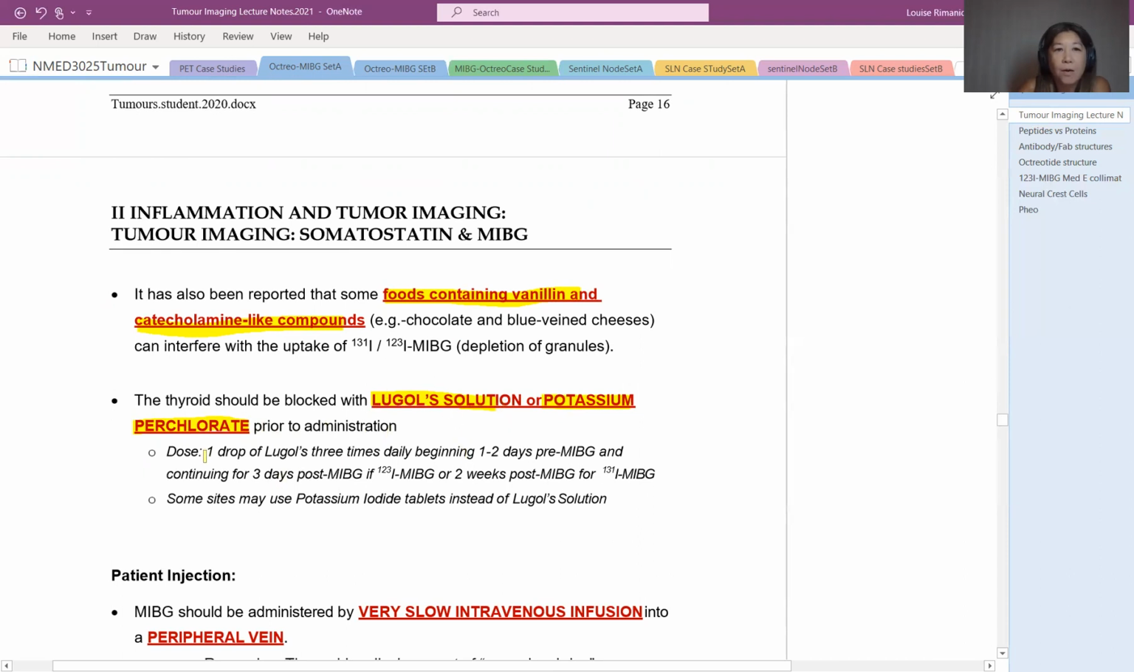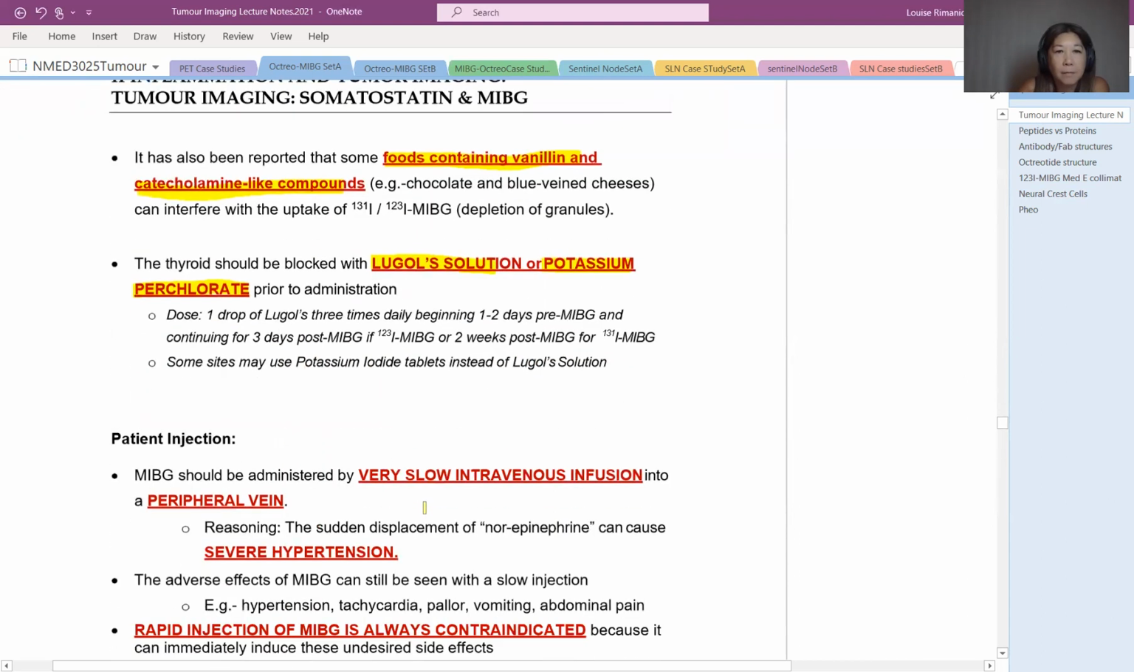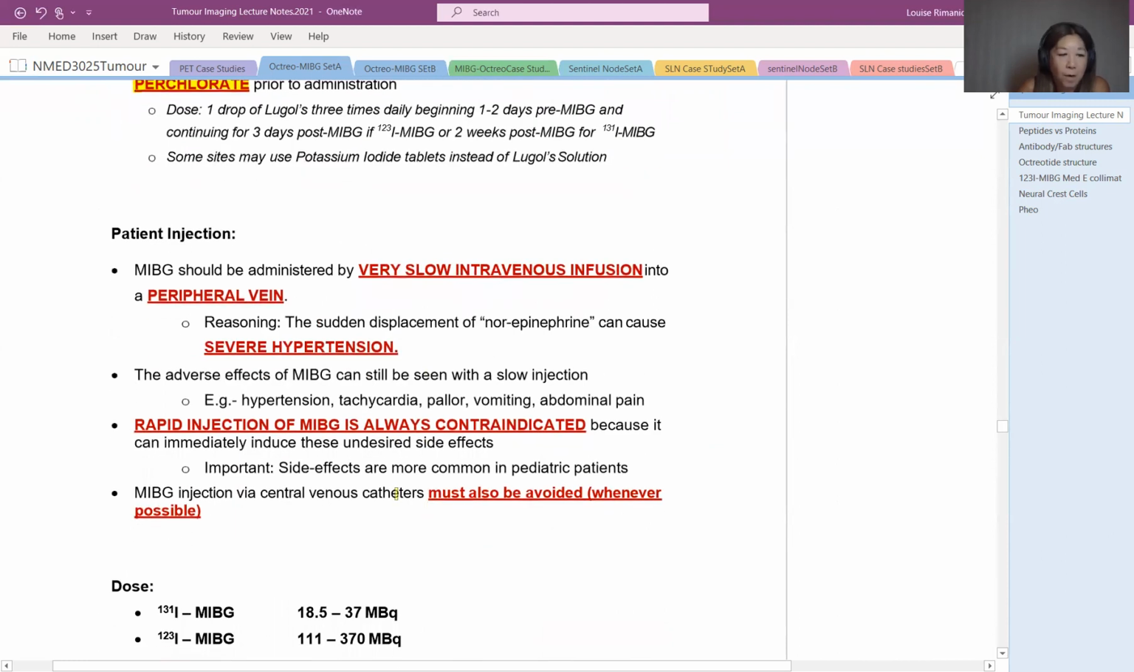The dose is 1 drop of Lugol's 3 times a day, beginning 1 to 2 days before the MIBG injection, and then continuing for 3 days post MIBG. If you're using I-123, you need to continue those drops for 2 weeks post injection if you're using I-131. Some sites may use potassium iodide tablets instead of Lugol's, or in the case of peds, we used the potassium perchlorate. So patient prep is important.